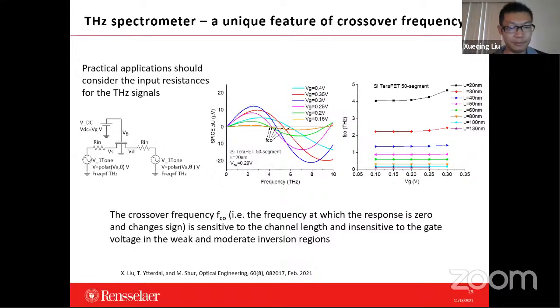The simulation shows the response as a function of frequency at different gate bias. And the crossover frequency could be extracted in this simulation. And we can see that the crossover frequency is sensitive to the channel length, but insensitive to the gate voltage in the weak and moderate inversion regimes.